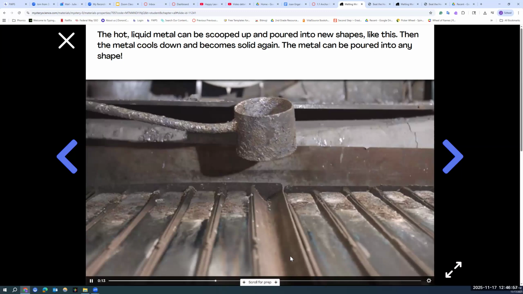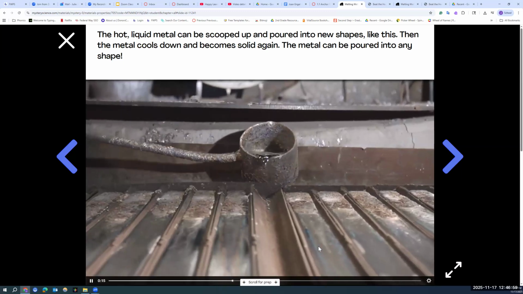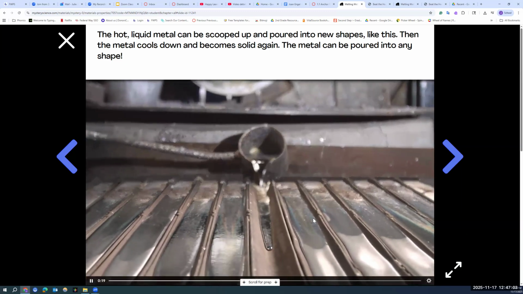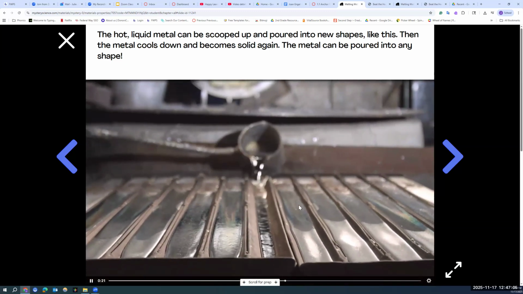See how there's a shape right there, and the metal is going to be poured in there. And then when it hardens, it will become like the ones that are next to it.